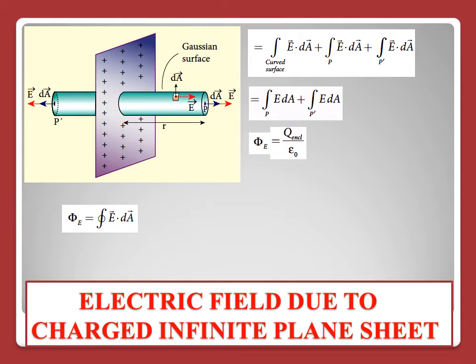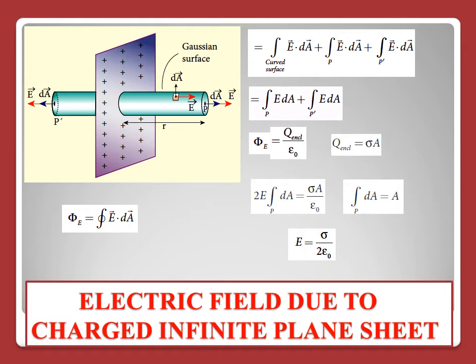Now we'll have to find out the value of Q enclosed. In the previous case it was lambda into L, where lambda is the linear charge density. Here it will be sigma into A, where sigma is the surface charge density into A, the area of cross section. On substituting, 2E integral of dA is equal to sigma A by epsilon naught. So integral of dA is nothing but A, the total area enclosed. Therefore, E will be equal to sigma by 2 epsilon naught. I hope you know how you got the 2E, because integral of EdA at P plus integral of EdA at P dash, they're going to be equidistant.